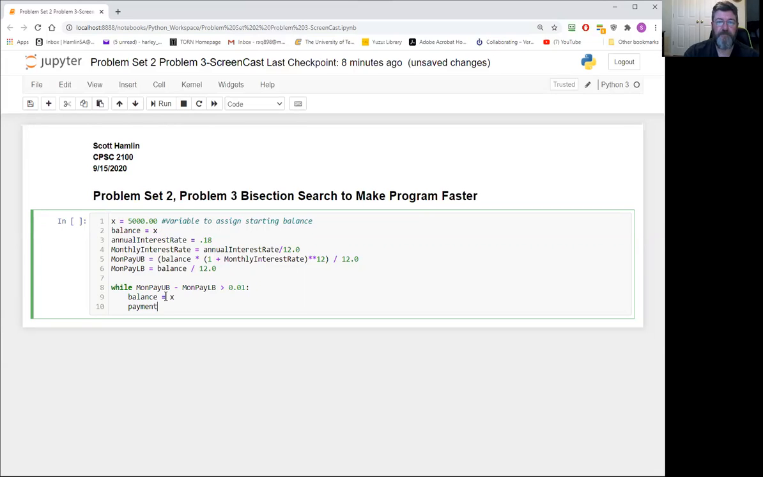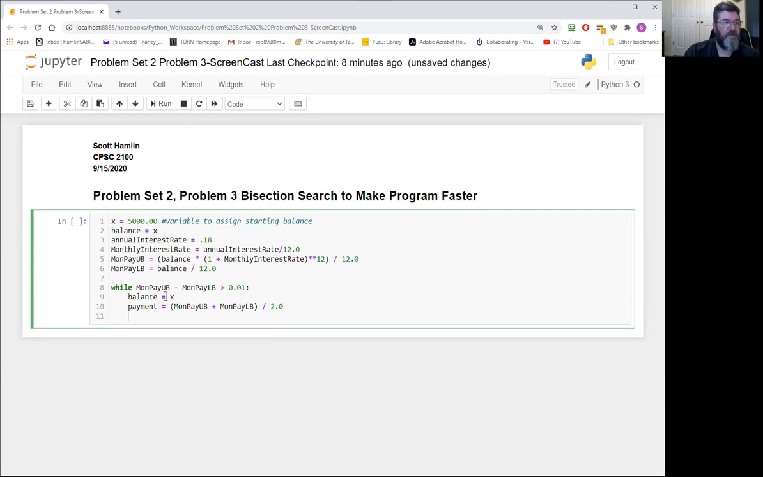So payment equals the monthly payment upper bound plus the lower bound. Here we're taking our upper and lower bounds and adding them together. We want to get the middle, so that will be our payment. We know it's not the higher and it's not the lower, so let's just start in the middle for doing a bisection. So we've gotten our payment. Then we'll start our iterations, for i in range, in our typical range of 12 months.